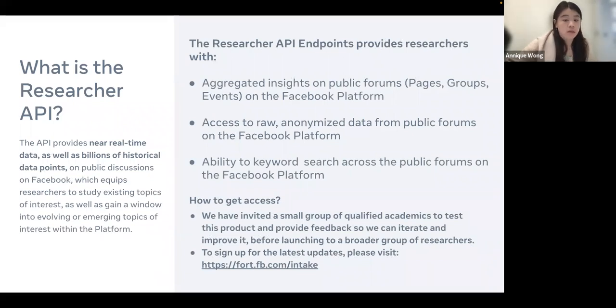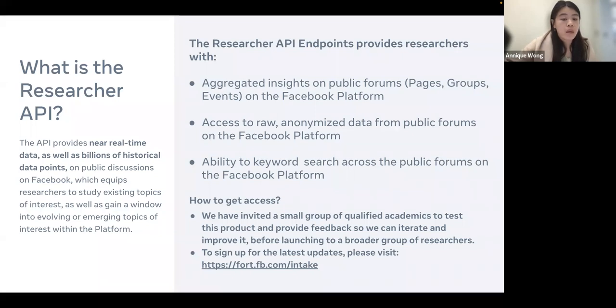The Researcher API is also another very exciting product as it was specifically designed for academic needs. It equips academics to conduct longitudinal research across all public forums, which include Facebook pages, groups, posts, and events in the US and select EU countries. The Researcher API endpoints allow researchers to get aggregated insights on these public forums, access to raw anonymized data, and also the ability to keyword search.